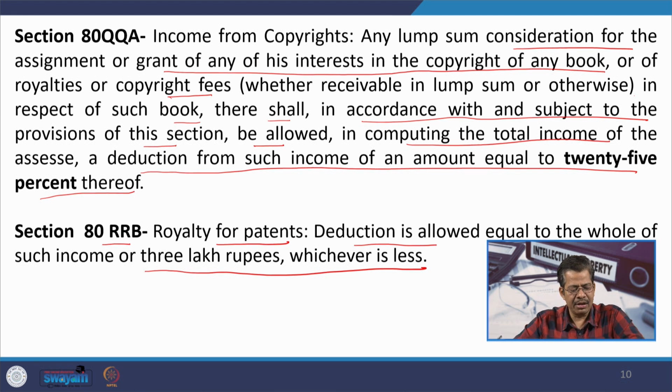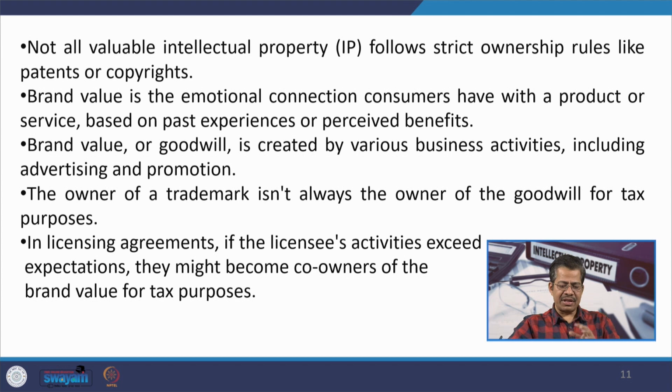Now, these are some of the sections which are relevant to know with respect to income from IP and the taxation system. But you see that there are still many gray areas, where some IP may not follow very strict ownership rules. Then there are brand values, where a lot of emotional issues are also involved, and it is very difficult to have the right valuation or right money related calculations on which you can base your taxation system. And in licensing agreements also, it is quite possible that your income from license may not be correctly reflected, and you may create some kind of via media for minimizing your tax liabilities.